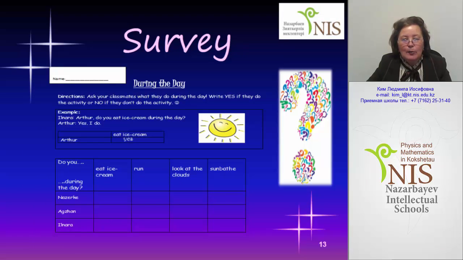Look at another table. This table is called "during the day." Listen to directions. Ask your classmates what they do during the day. Write yes if they do the activity and no if they don't do the activity. Example: Ilnara, Artur, do you eat ice cream during the day? Artur: Yes, I do. So you write yes opposite the name Artur.